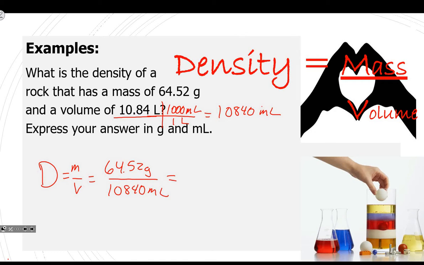So what do we get? Wait, we got rounded to 460? Yep. 4 sig figs. 5.952 times 10 to the negative 3 maybe, yeah, grams per milliliter. Okay, but since we had 4 significant figures here and 4 significant figures here, we give 4. Okay?